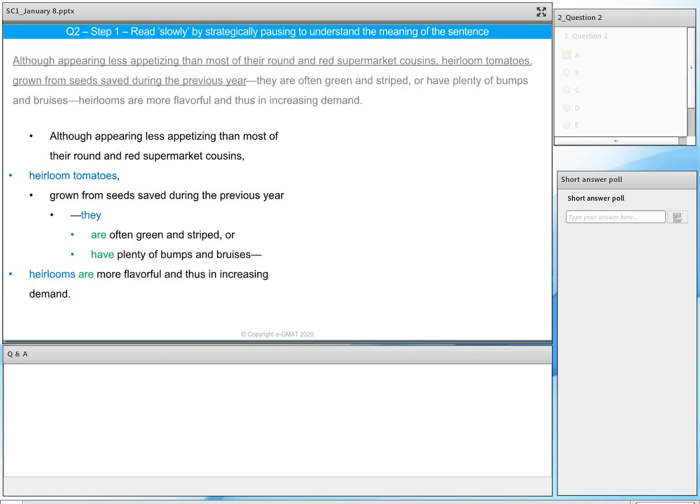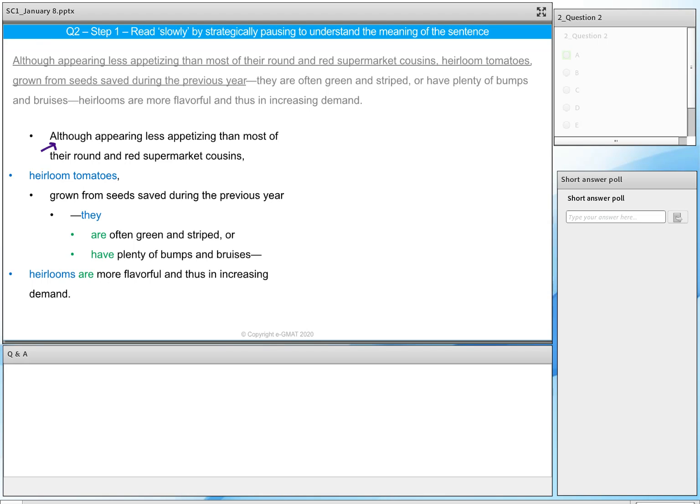Although appearing less appetizing than most of their round and red supermarket cousins. So right away, when I see the word although in a sentence, I know I'm looking for what? Tell me in that short answer poll. I need to keep my eyes. That should be an alert word for you guys. Perfect. Contrast. Thank you.